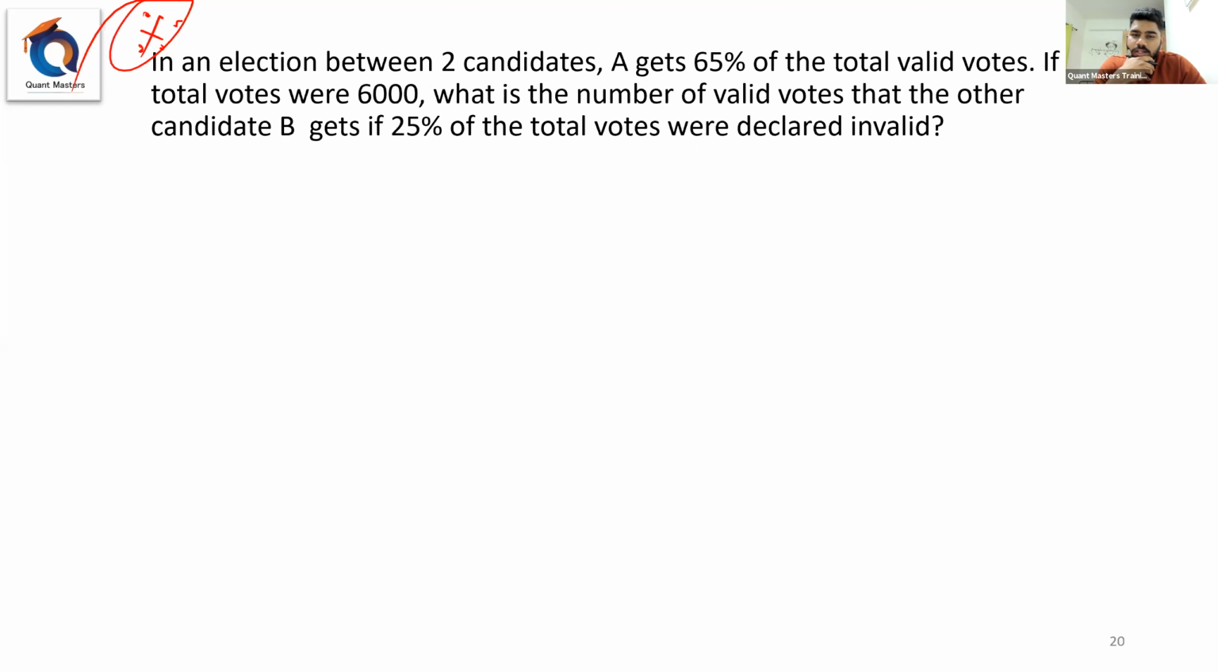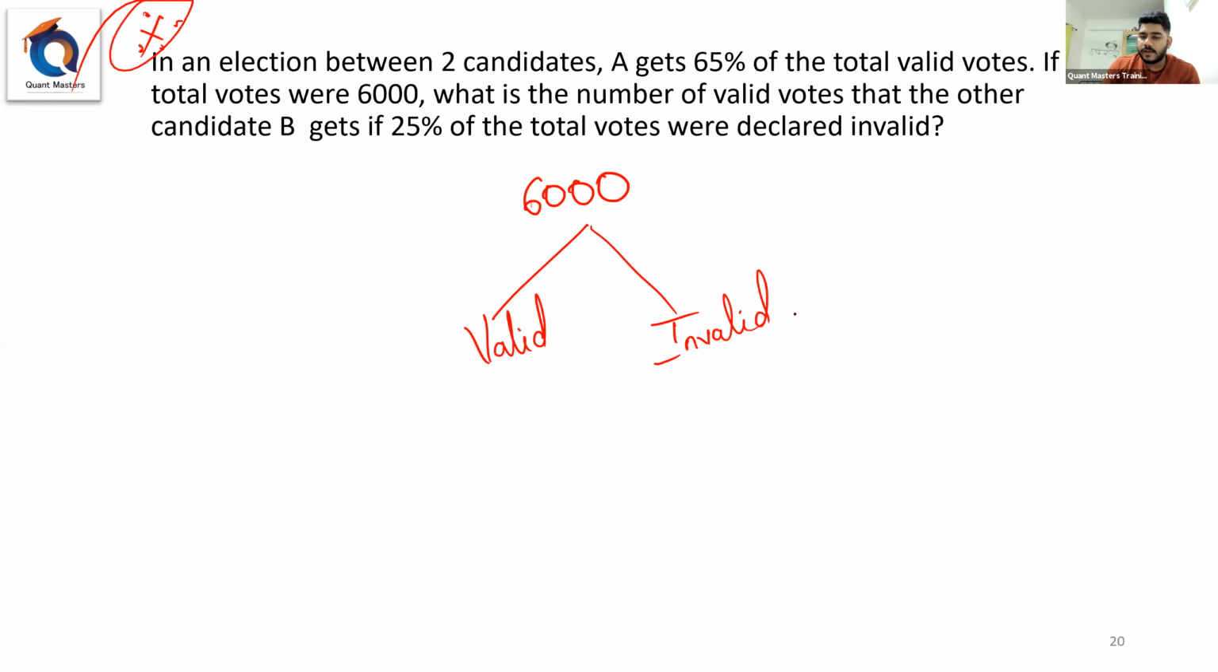In an election between two candidates, A gets 65% of the total votes. If the total votes was 6,000, okay. So I got to know total votes 6,000. What is the number of valid votes that the other candidate got, if 25% of the total votes were declared invalid? Now see, total votes are 6,000. In this total votes, there is something known as valid votes and invalid votes. They're telling 25% is invalid. Now I'm not worried about invalid. I need valid. So if 25% is invalid, can I say 75% will be valid?